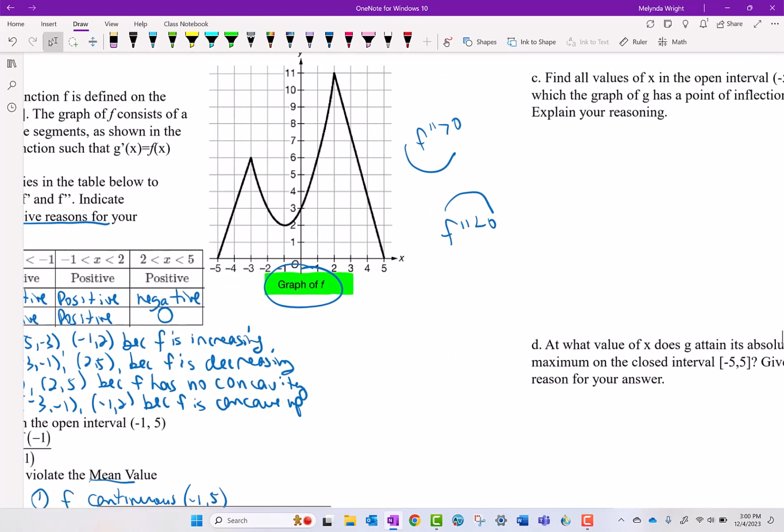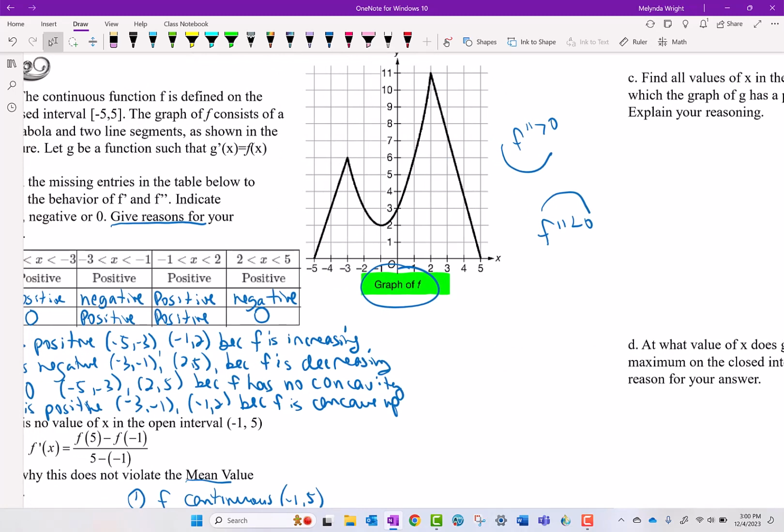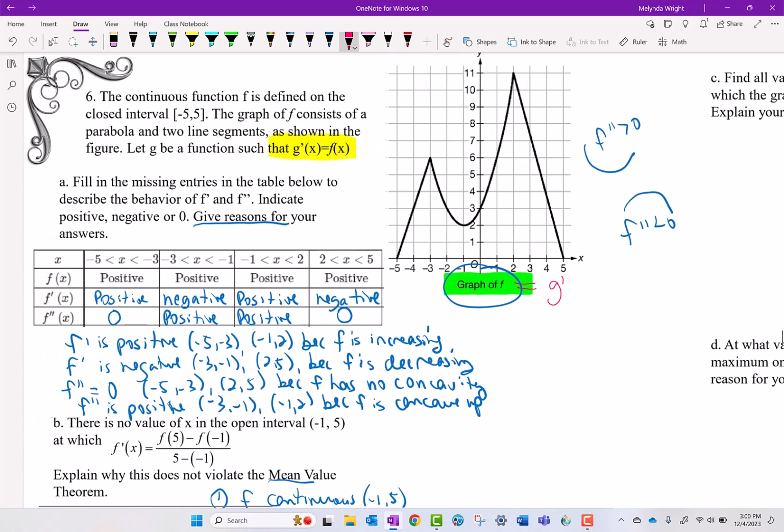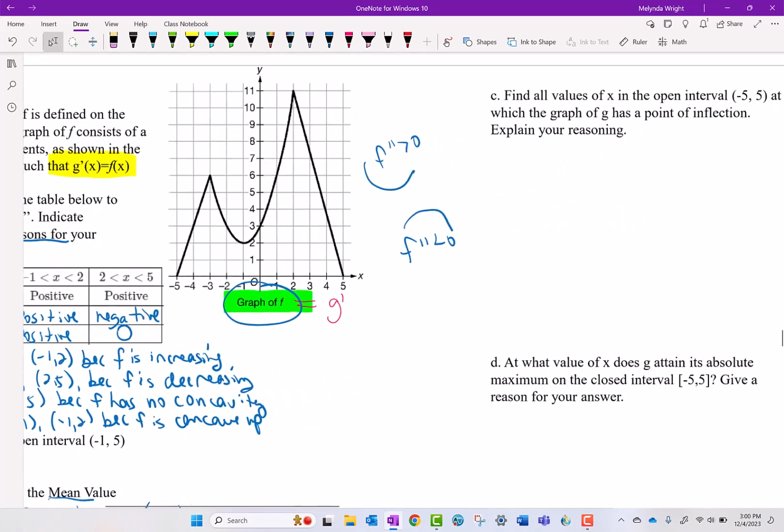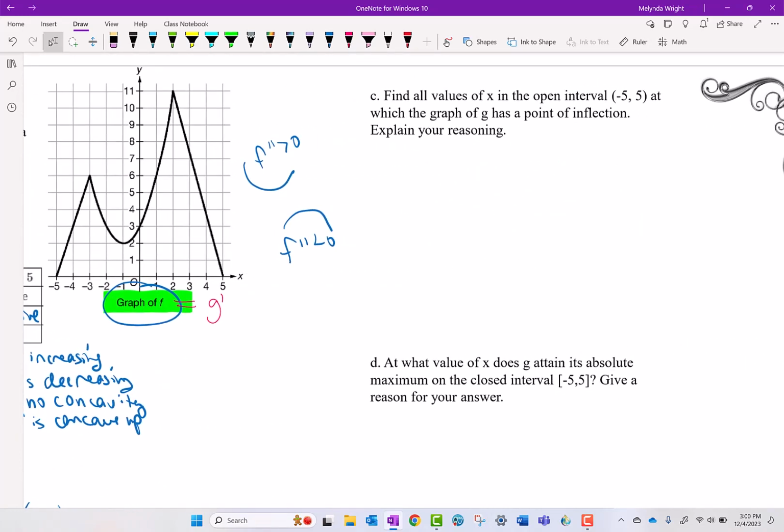Let's see, what are they saying about G? Let's refocus over here for a moment. They're saying that G prime is F. Well, this is a graph of F, which means it's also a graph of G prime. We're just going to write that there. That is also G prime. They just defined G for us. Okay, got it. We can go with that. So that's also G prime.